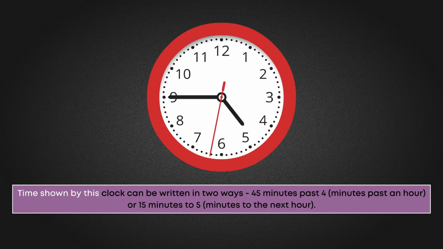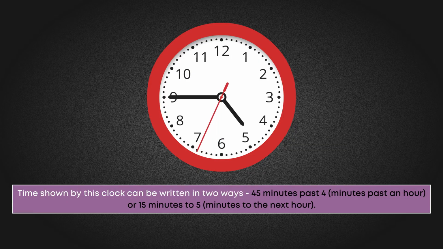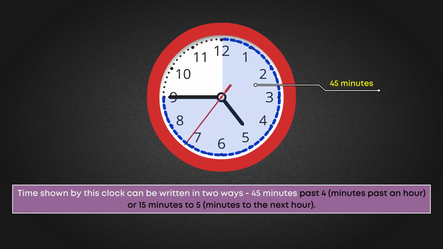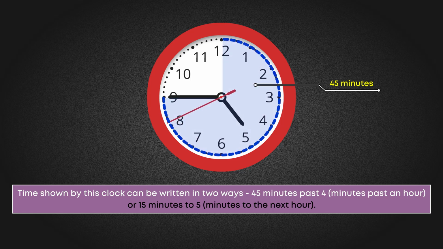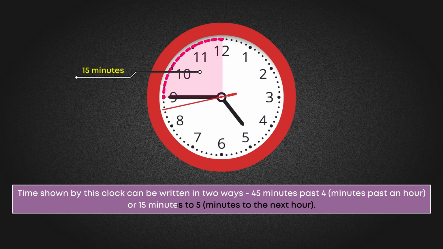Time shown by this clock can be written in two ways. 45 minutes past 4, minutes past an hour, or 15 minutes to 5, minutes to the next hour.